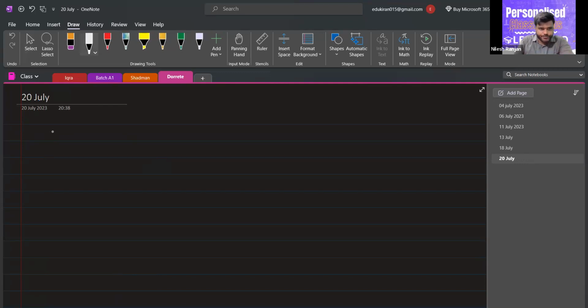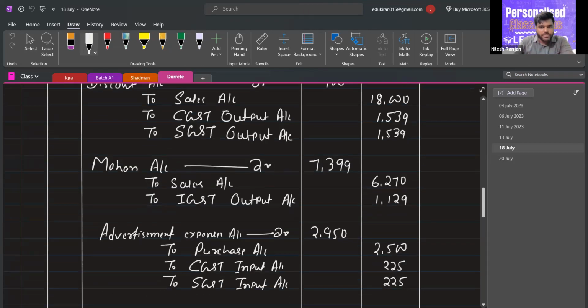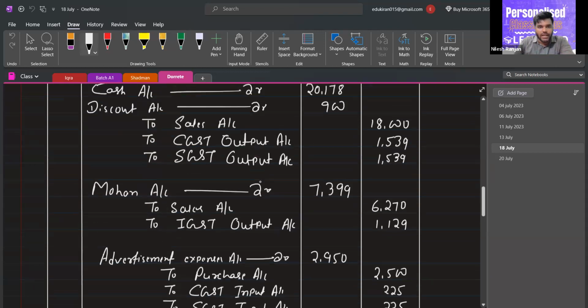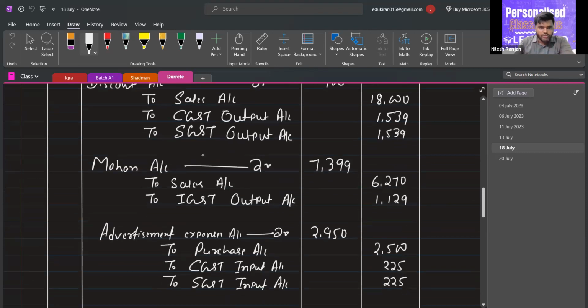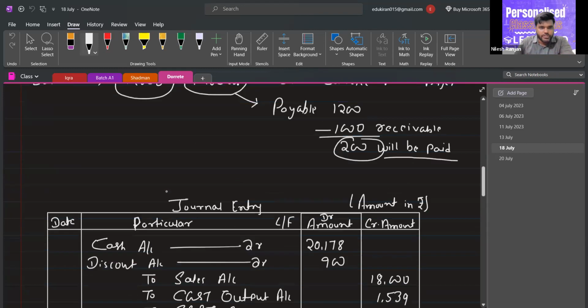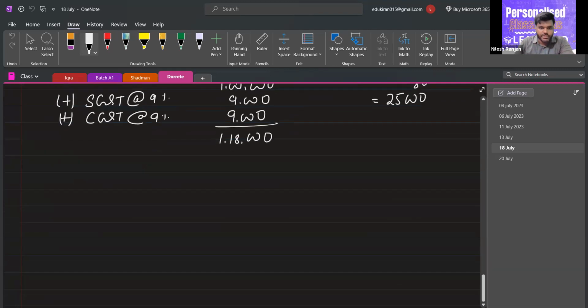Okay. So when we do all the journal entries, like we have done in our previous class, after these journal entries, we have to calculate how much amount is payable as GST. Okay, sir. So in this question, there is no purchase here, so we cannot use this.